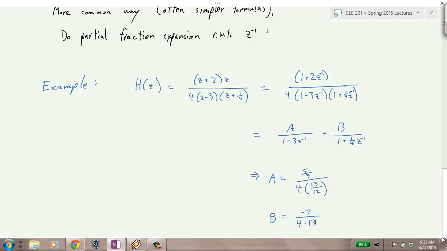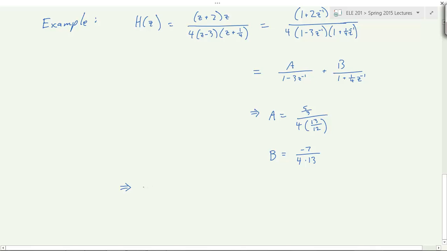And finally, we just use the table to do the inverse of these things. Therefore, h of n equals A times, and the table says this should be 3 to the n u of n. Just make sure that that's right. Where did my table go? Yes, I believe that is. And then plus B, and this would be negative a fourth to the n u of n. So for these particular values of A and B, there's the inverse. Okay. Any questions?